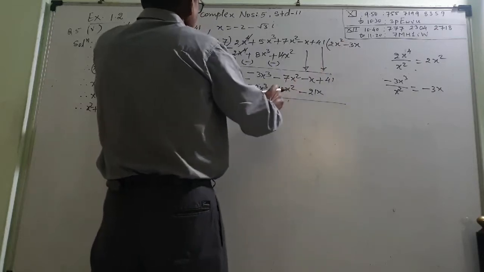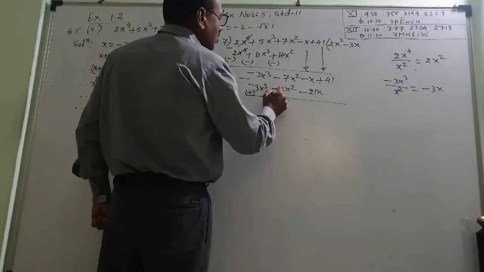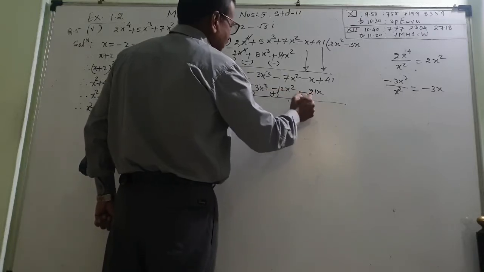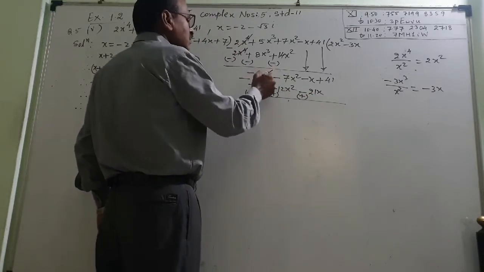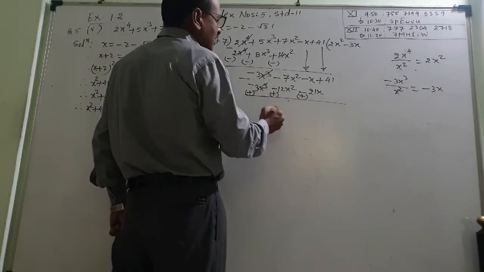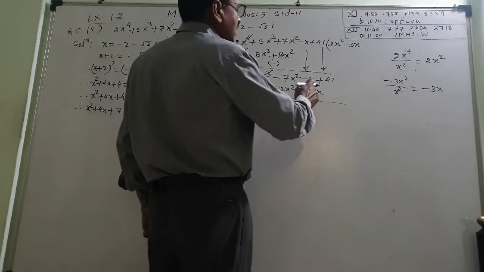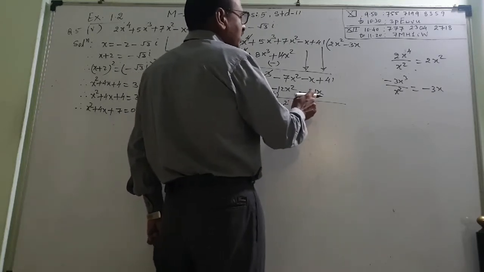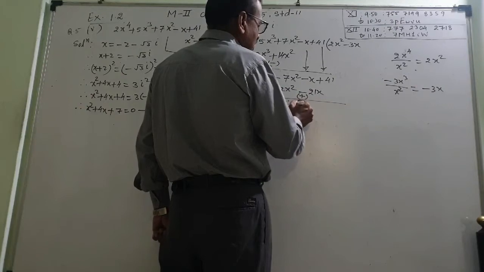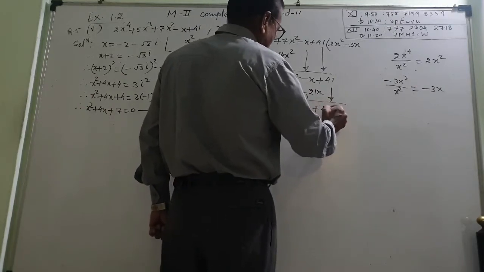So 4 3 the 12, this is correct. 7 3 the 21, this is correct. So this will become plus, this will become plus. The first term should get cancelled. Cancel. So plus 12 and minus 7. So that will be plus 5x square. Now this plus 21 and minus 1 will be plus 20. And take this down, plus 41.